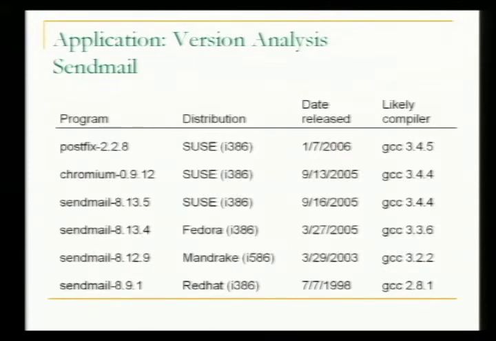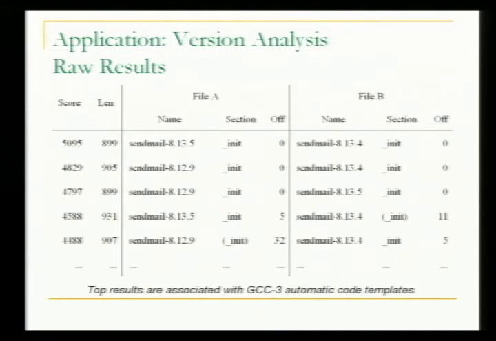Now, it's kind of interesting here. I want to point out that the last entry, sendmail 891, is the only one that was compiled with a pre-GCC3 compiler, which shows up a little bit later. So as far as what you actually get out of this technique are these fairly confusing raw results where you get a score. It's that integer score I was talking about, how long the score is, and two offsets where it basically matched in both sets. So you get what's called a scored alignment of two sections of code.